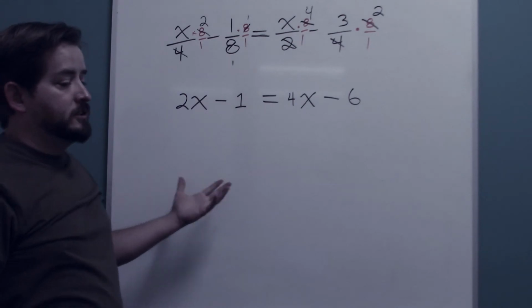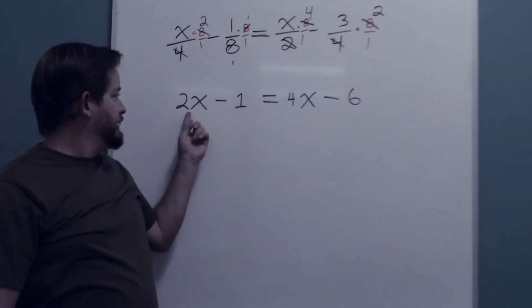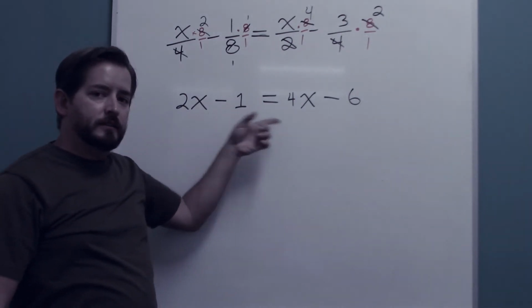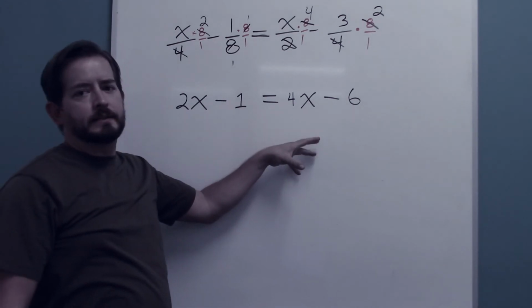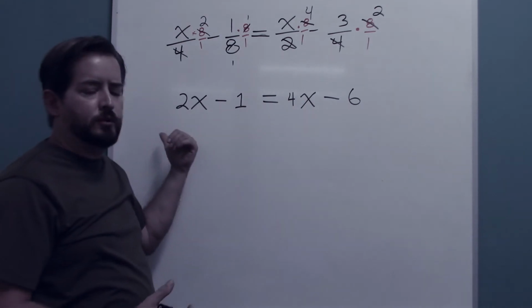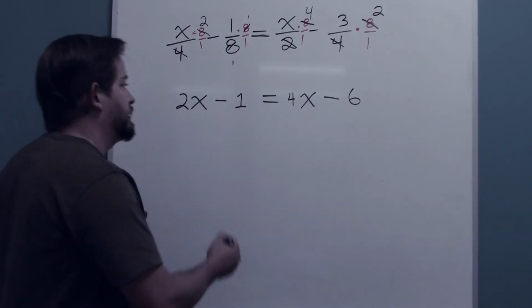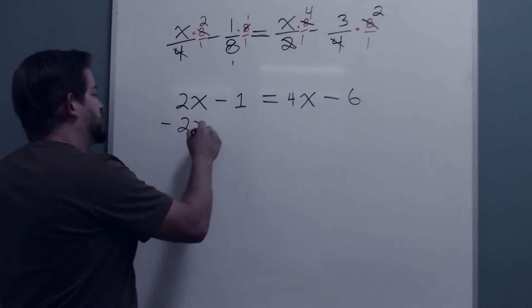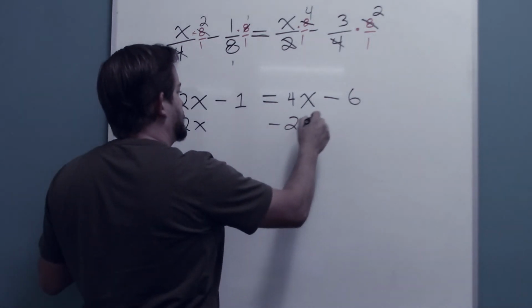I want to get all of my x terms to one side, but since I have a 2x here and a 4x here, they'll be positive if I push them to the right-hand side. So I'm going to do that just to avoid a negative. You don't have to. You can pull them to the left and deal with a negative. It doesn't matter. But I'll subtract 2x from both sides to get them to the right.